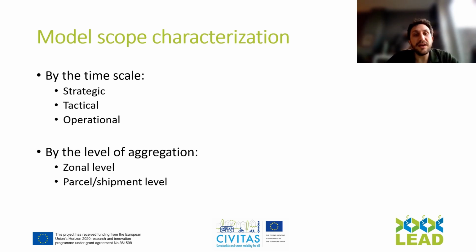Also, we can characterize our models by the level of aggregation. For example, we can have zonal level models, that is, models that divide the city into different zones that have certain characteristics that make them homogeneous towards the inside and heterogeneous towards the outside. So you separate different parts of the city. Or you can also have models at the parcel or shipment level. So they are very disaggregate, and you can model the behavior of each parcel or shipment.